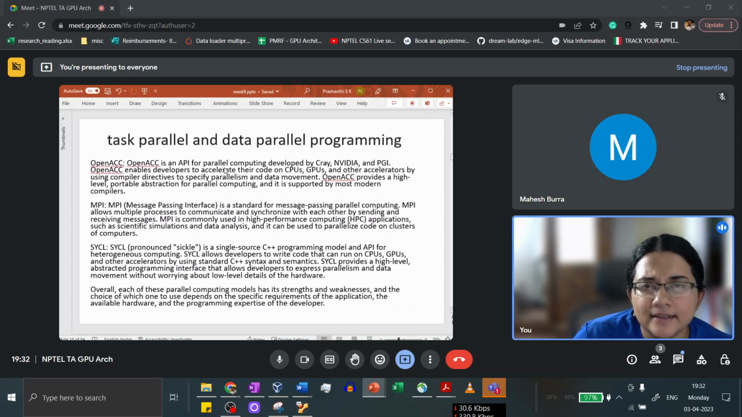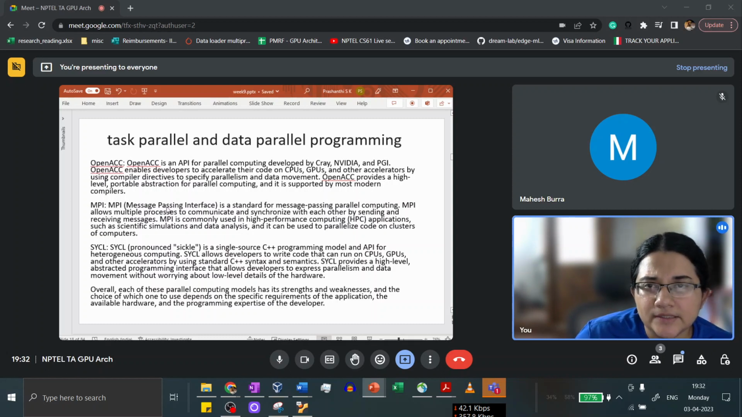OpenACC is another API for parallel computing developed by Cray, NVIDIA and PGI. Again, it enables developers to accelerate their code by using compiler directives to specify parallelism and data movement. It provides a high-level portable abstraction for parallel computing and is supported by most modern compilers.